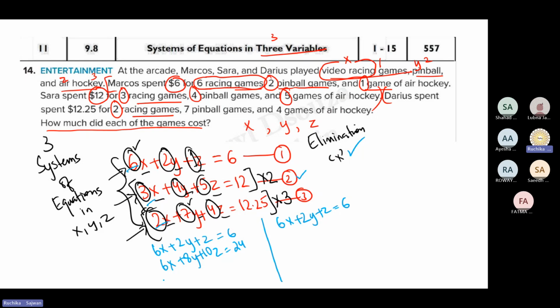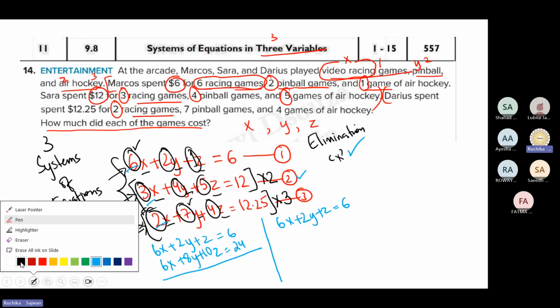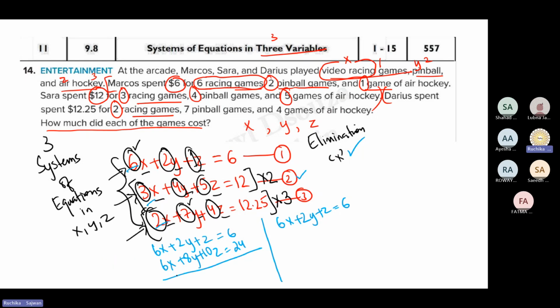Now, can you tell me, should I add or subtract? Think. I want to remove x. I want to make it opposite signs. So we will subtract, right? Because right now both are positive. If I add, I will get 12x. That will not help me. I want to remove my x, so opposite sign. So subtract. I change all the signs and all signs become negative.